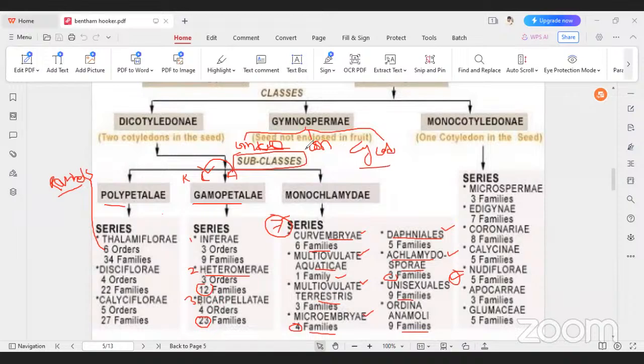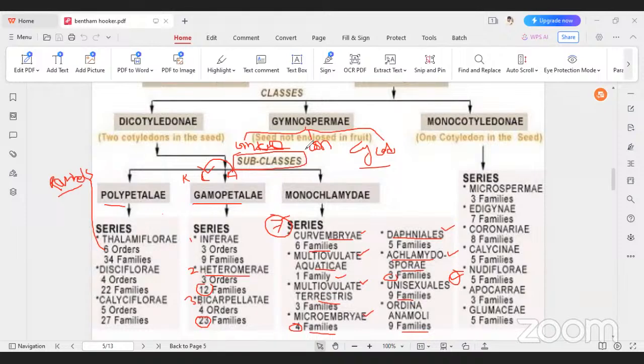And class 3 is monocotyledons. Monocotyledons, I already told you, have one cotyledon, that is the main character feature, and adventitious root system present. Parallel venation in leaf, and it is divided into seven series. This is also like Monochlamydeae, divided into seven series.